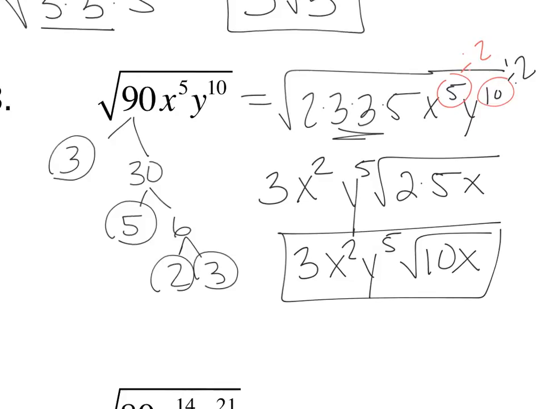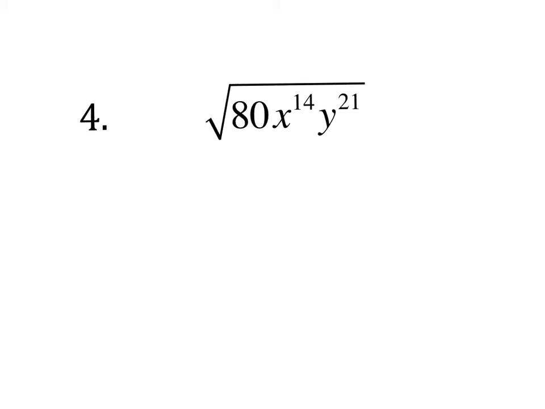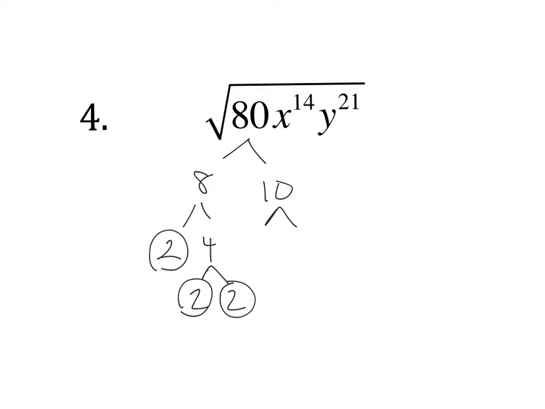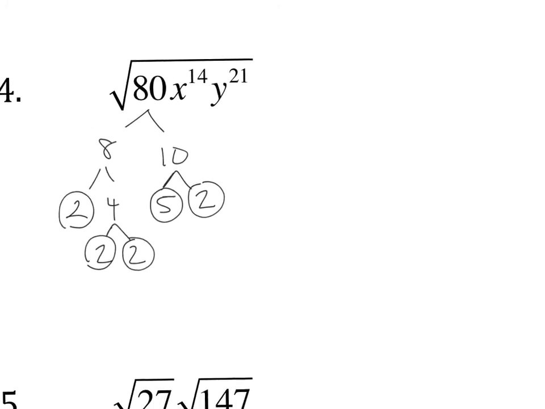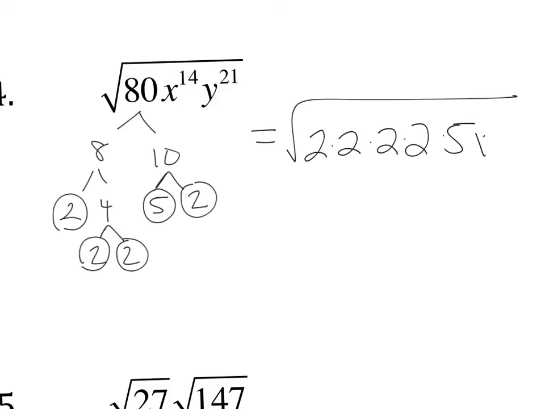Alright, and I've got a few more here. Again, with the variables and the number. So we're first going to deal with 80. So you do maybe 8 and 10, and you break those numbers down, circling prime numbers as you go. Then we're going to rewrite our problem with all those numbers in there. So you've got the square root of 2 times 2 times 2 times 2 times 5. Then x to the 14th, y to the 21st.